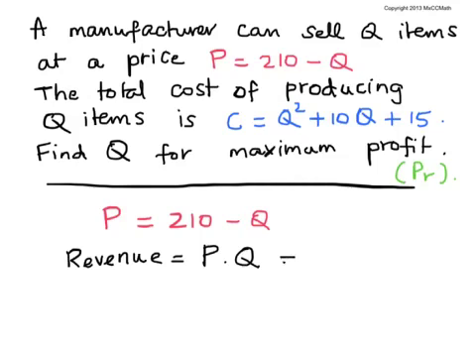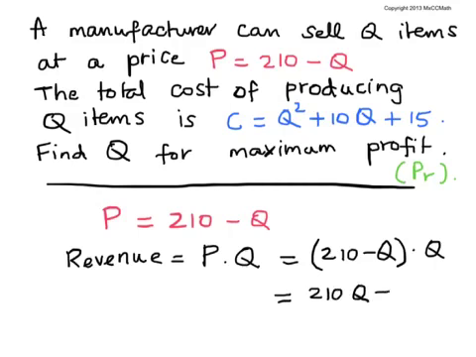And that would be, price is given by the rule 210 minus Q, and we multiply that by the number of items sold. So that is the total revenue made by this manufacturer. And that can be distributed, and we get 210Q minus Q squared. Let me move this a little bit.